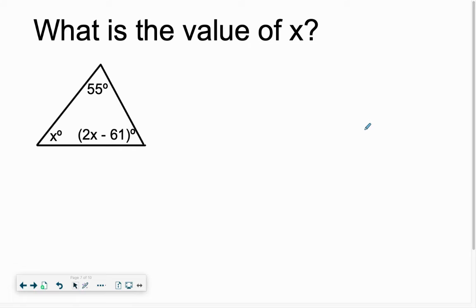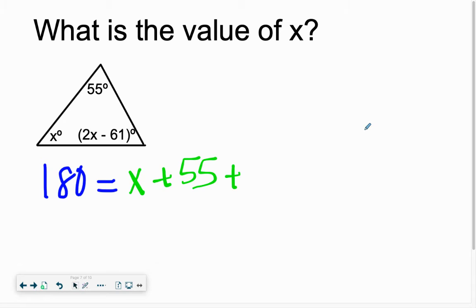All right, what's the value of X? Cool. Are we on the inside or outside? Are we concerned about all the angles on the inside, or is there an angle on the outside? All right, since they're all on the inside, we're dealing with 180 degrees. Everybody say 180. Start with 180, and yes, you could jump right away, but you're going to see me write down every angle: X plus 55 plus 2x minus 61.